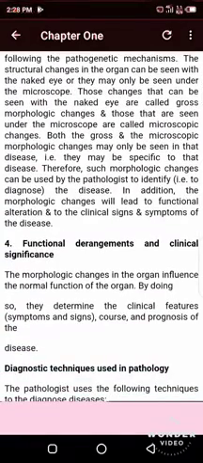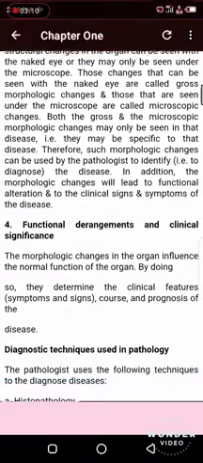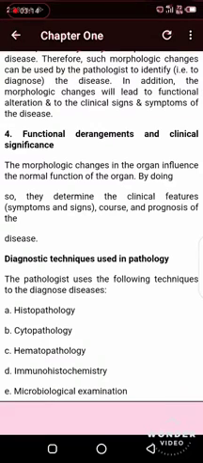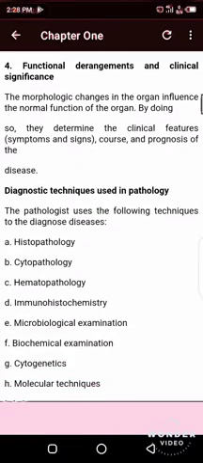So, dear ladies and gentlemen, we are coming to discuss functional derangement and clinical significance. The morphologic changes in the organ influence the normal function of the organ. By doing so, they determine the clinical features, signs, symptoms, course, and prognosis of the disease. We are coming to discuss diagnostic techniques used in pathology. The pathologists may use the following techniques to diagnose or to treat the disease.